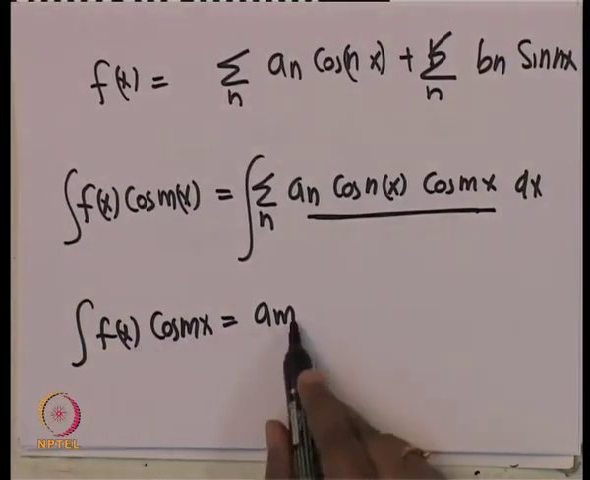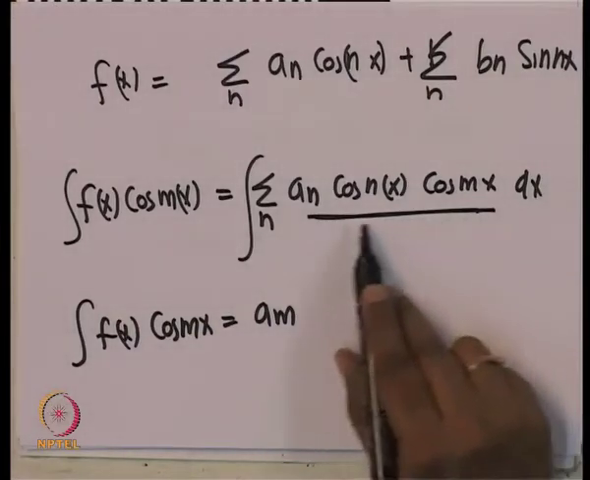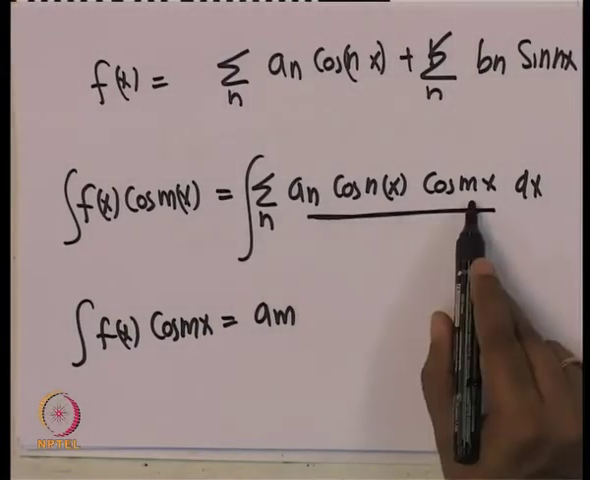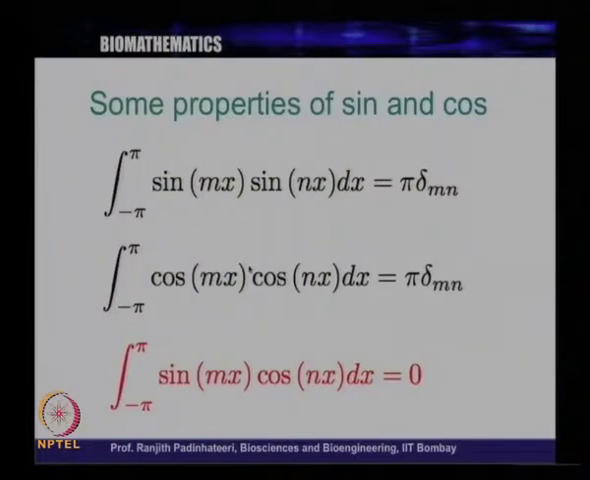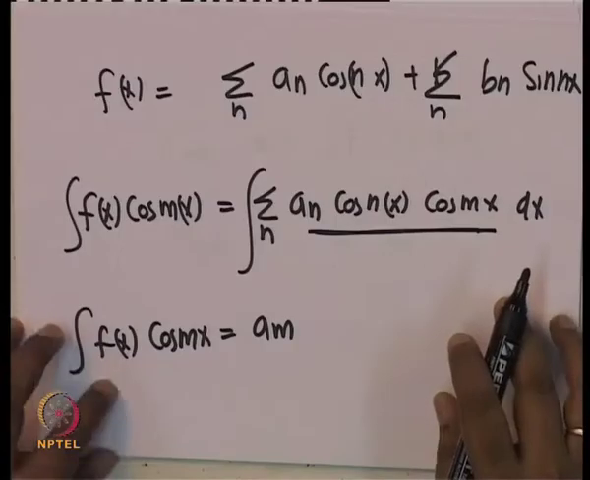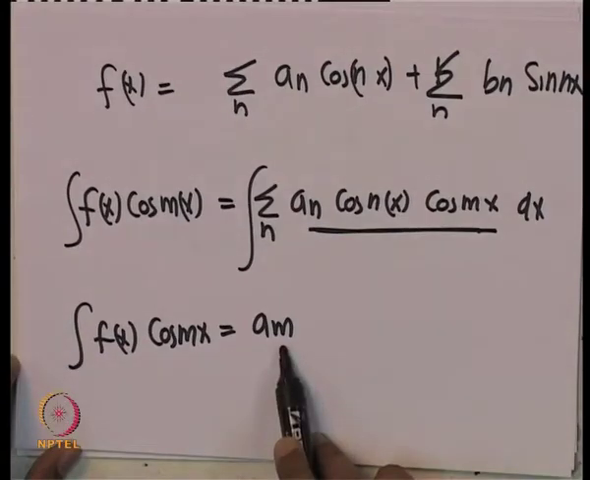a_m is equal to the integral of f of x cos mx. You expand this and use the property that the integral of cos mx times cos nx is equal to 0 if m is not equal to n, and is equal to 1 when m equals n. If you use that, you will get this. So then you get what you have written here: the integral of f of x cos mx is equal to a_m.